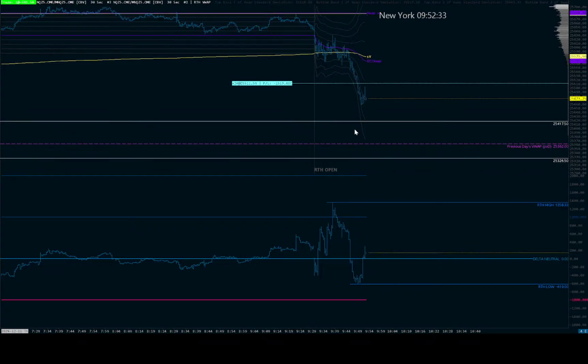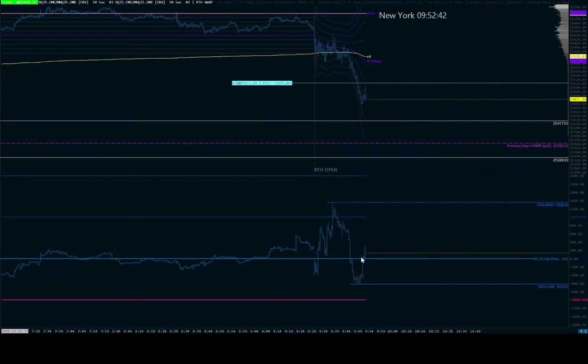I like it again. We've dropped, we haven't quite swept the low yet, but we've dropped, and buyers are trying to go positive. Let's see if they'll hold it. If not, then we'll get out with an L.